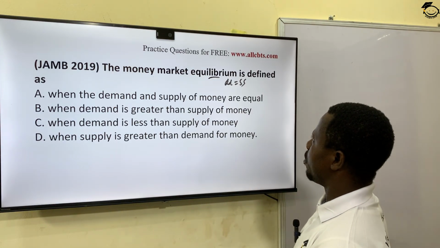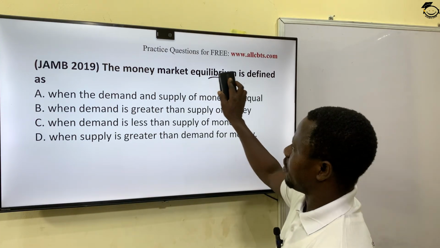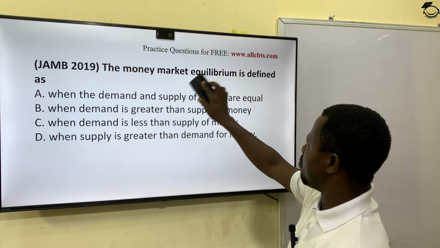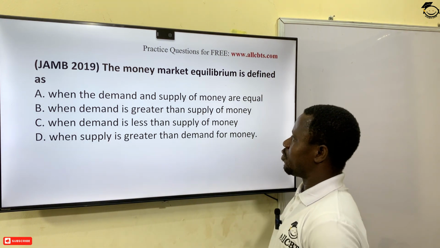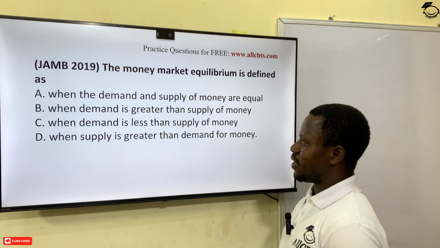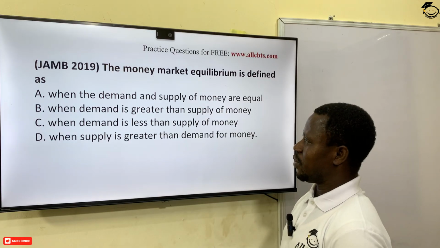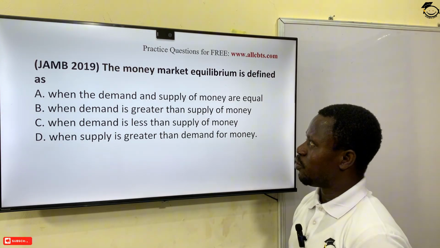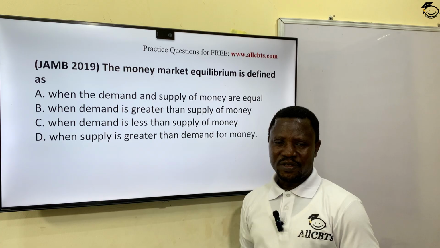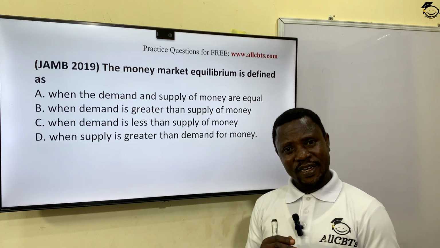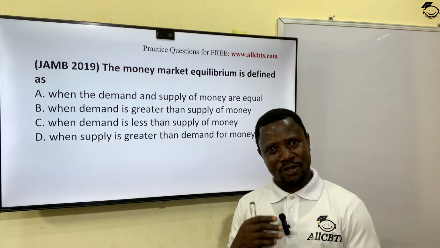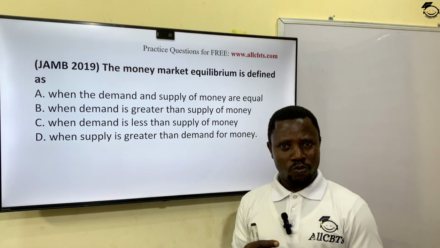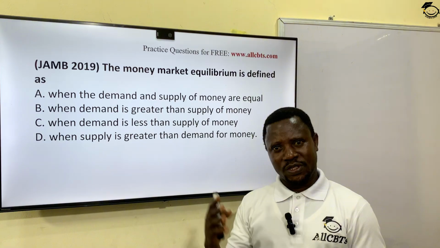The money market equilibrium is defined as A, when demand and supply of money are equal, okay? When demand is greater than supply of money, when demand is less than supply of money, when supply is greater than demand of money. You know, when you talk about money supply, in this case, when there is excess money in circulation, you know the laws that the money will start losing its value. Too much money will start chasing after limited goods, which is inflation.